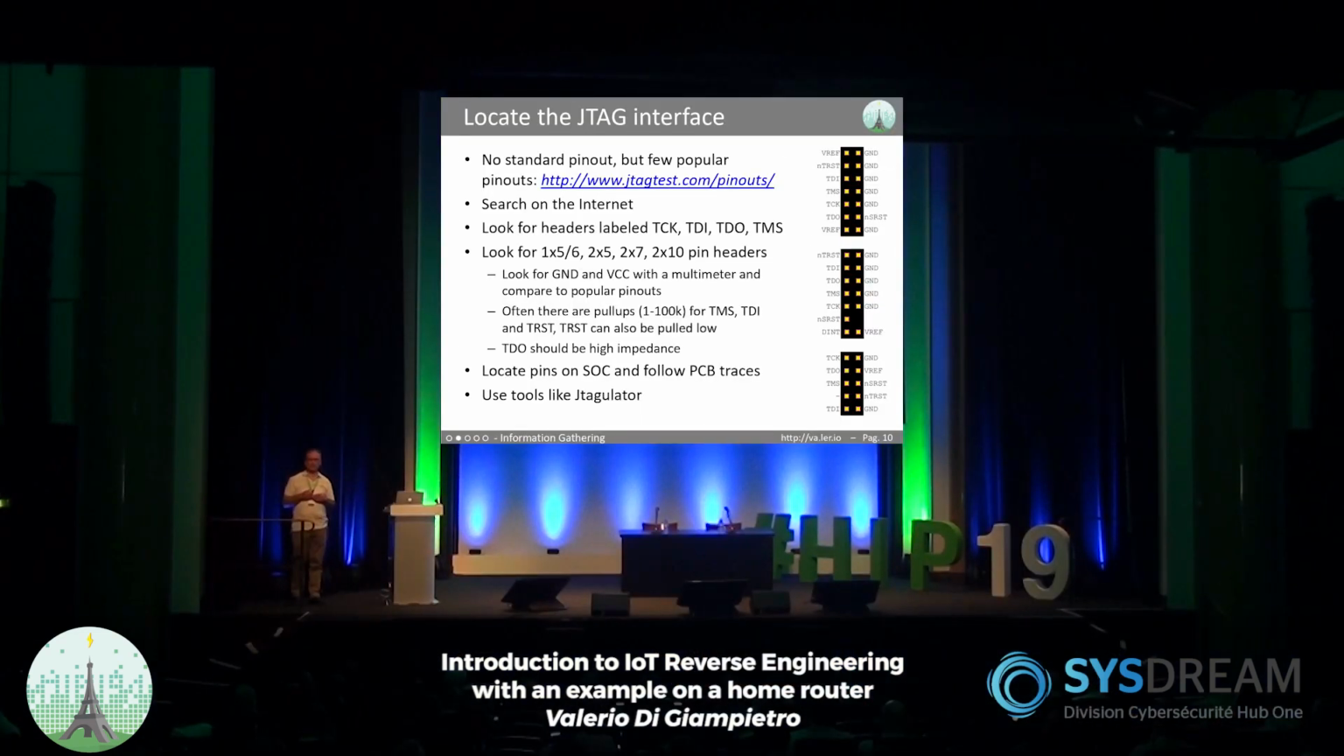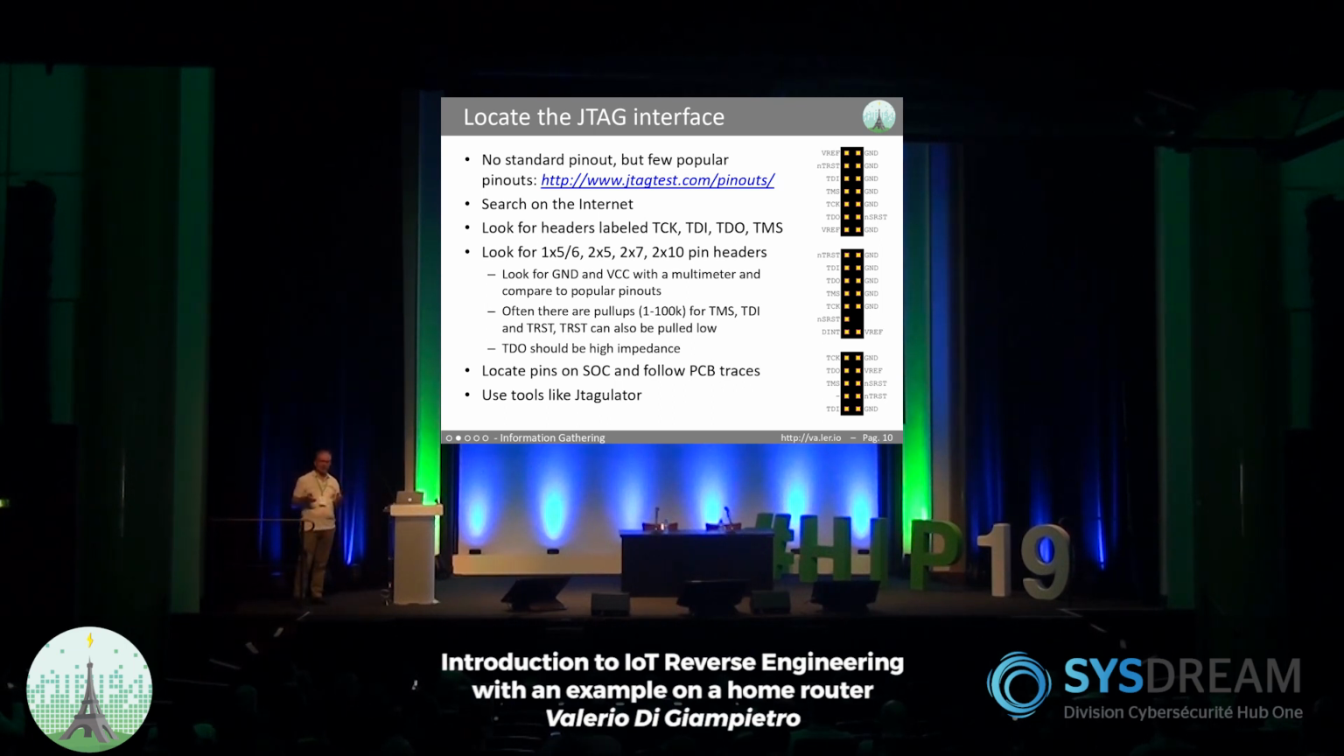To locate the position of the JTAG interface is not easy because there is no standard pinout, but anyway, there are a few popular pinouts that are available on the URL shown on the slide. On the right side, you can see some examples of popular pinouts. So the first step is always to search on the internet to see if someone else has already identified the position of the JTAG interface in our device.